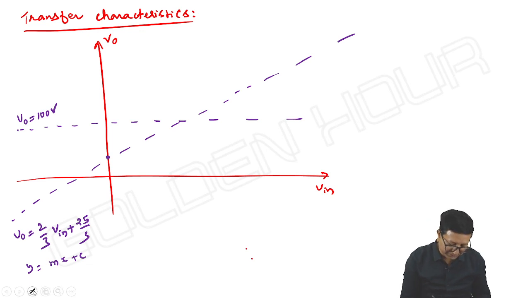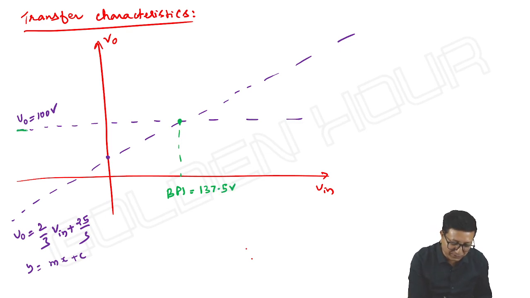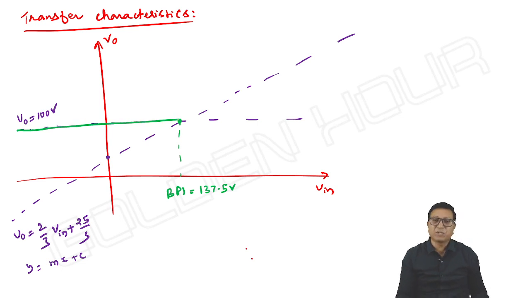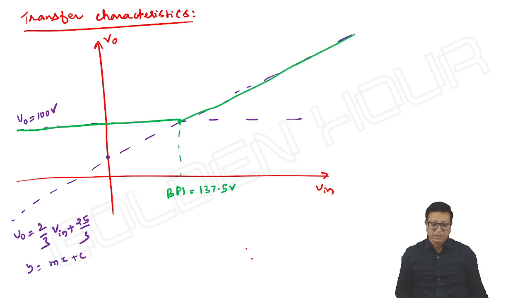Next, what about the breakpoint? We can see the breakpoint here, the point of intersection, breakpoint 1. We have only one breakpoint. It is 137.5 volts. If input is less than breakpoint 1, output is equal to 100 volts. If input is greater than the breakpoint, output is equal to 2 by 3 V input plus 25 by 3. That's it. This is how we can draw the transfer characteristics. It's a very simple question.